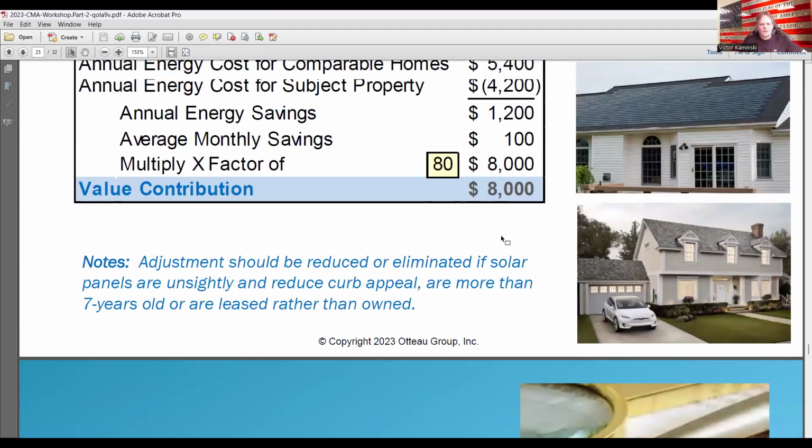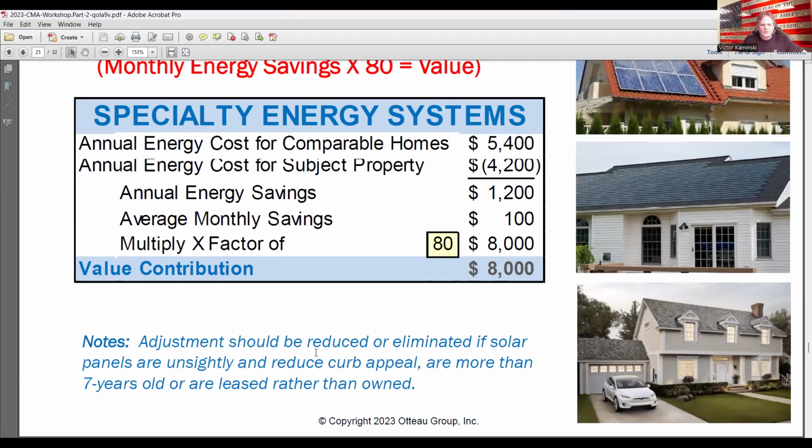First of all, let's look at the note. Adjustments should be reduced or eliminated if solar panels are unsightly and reduce curb appeal, are more than 7 years old, or are leased rather than owned. And most people don't own them. Most people will do that lease thing to lower your electric bill. You don't even need to pay for them. They'll install them free, right? Those are leased ones. They do not increase the value of your home at all.